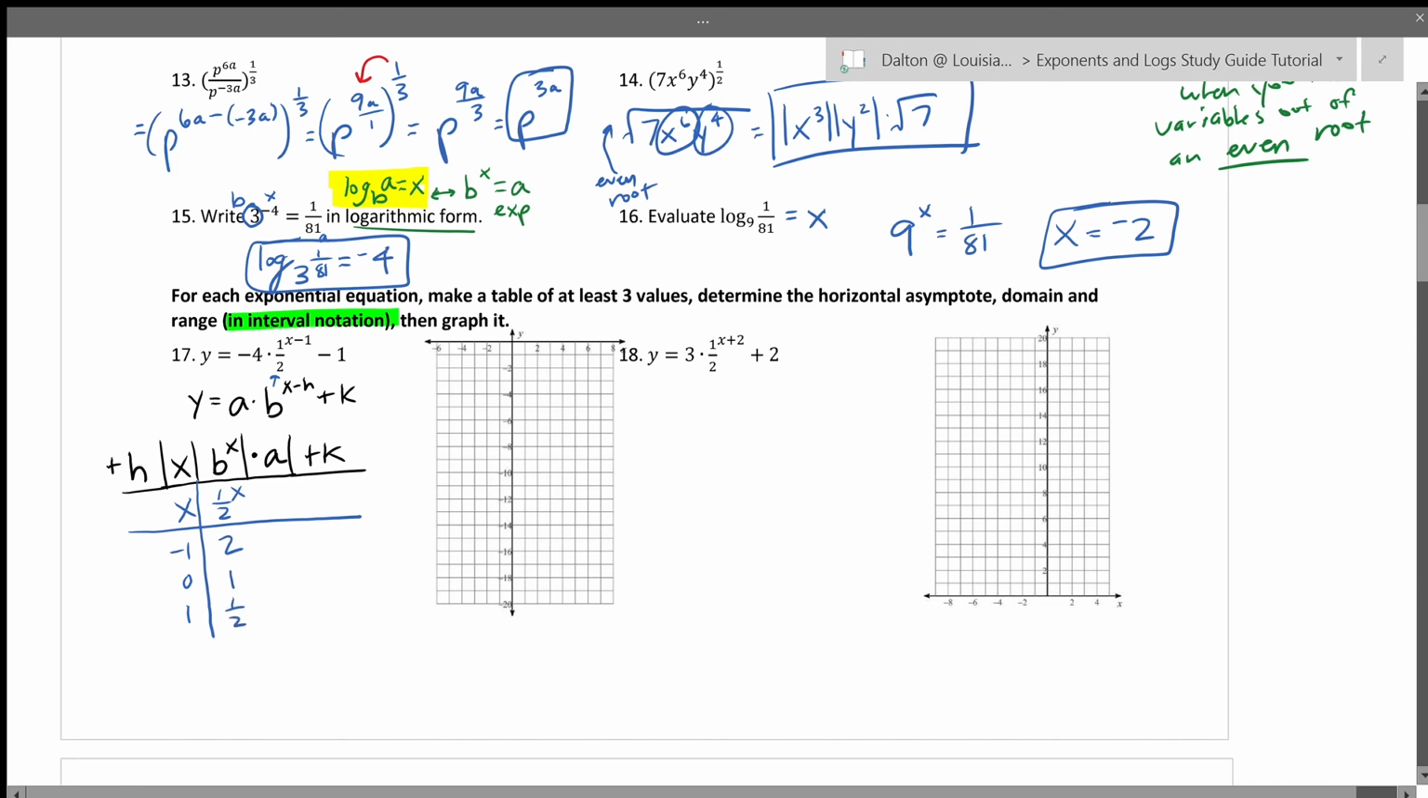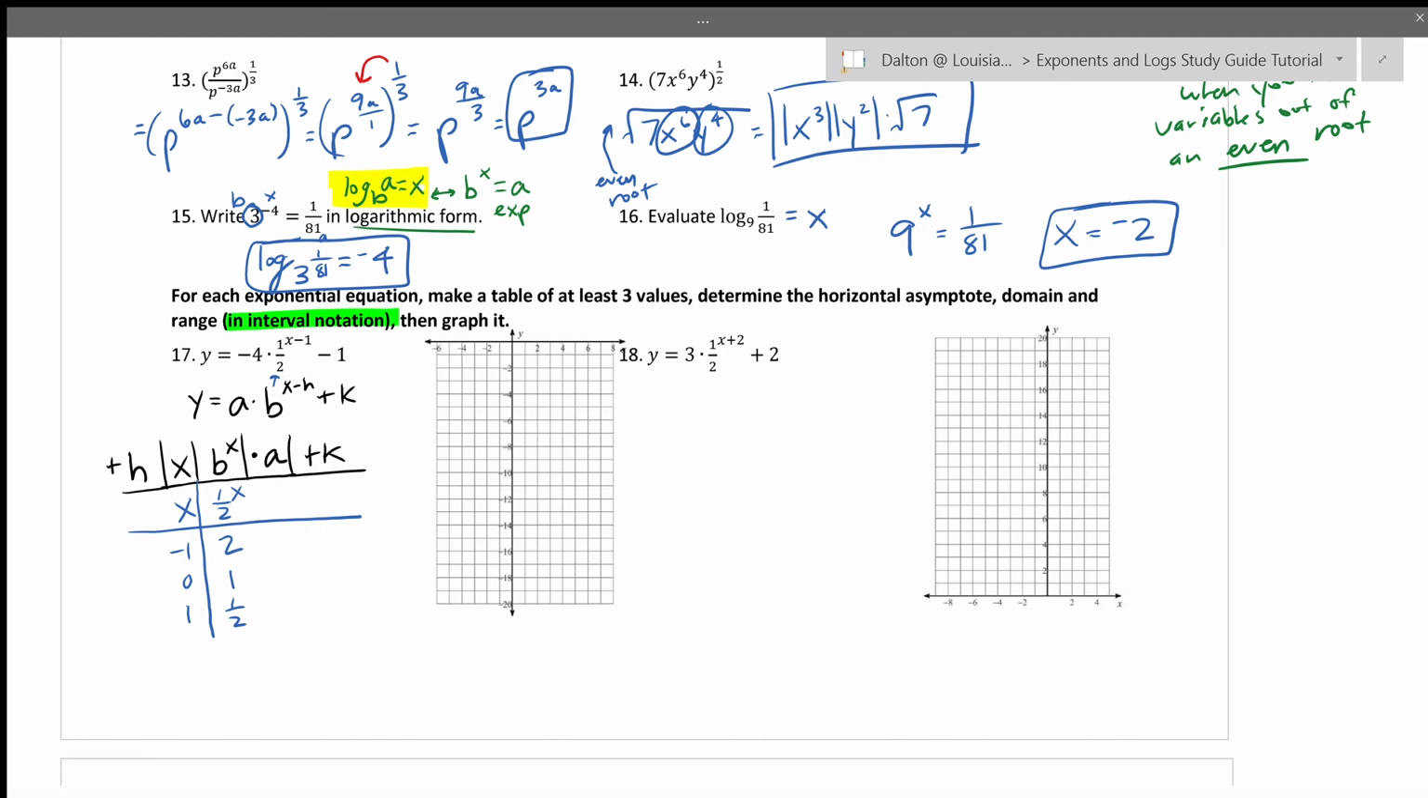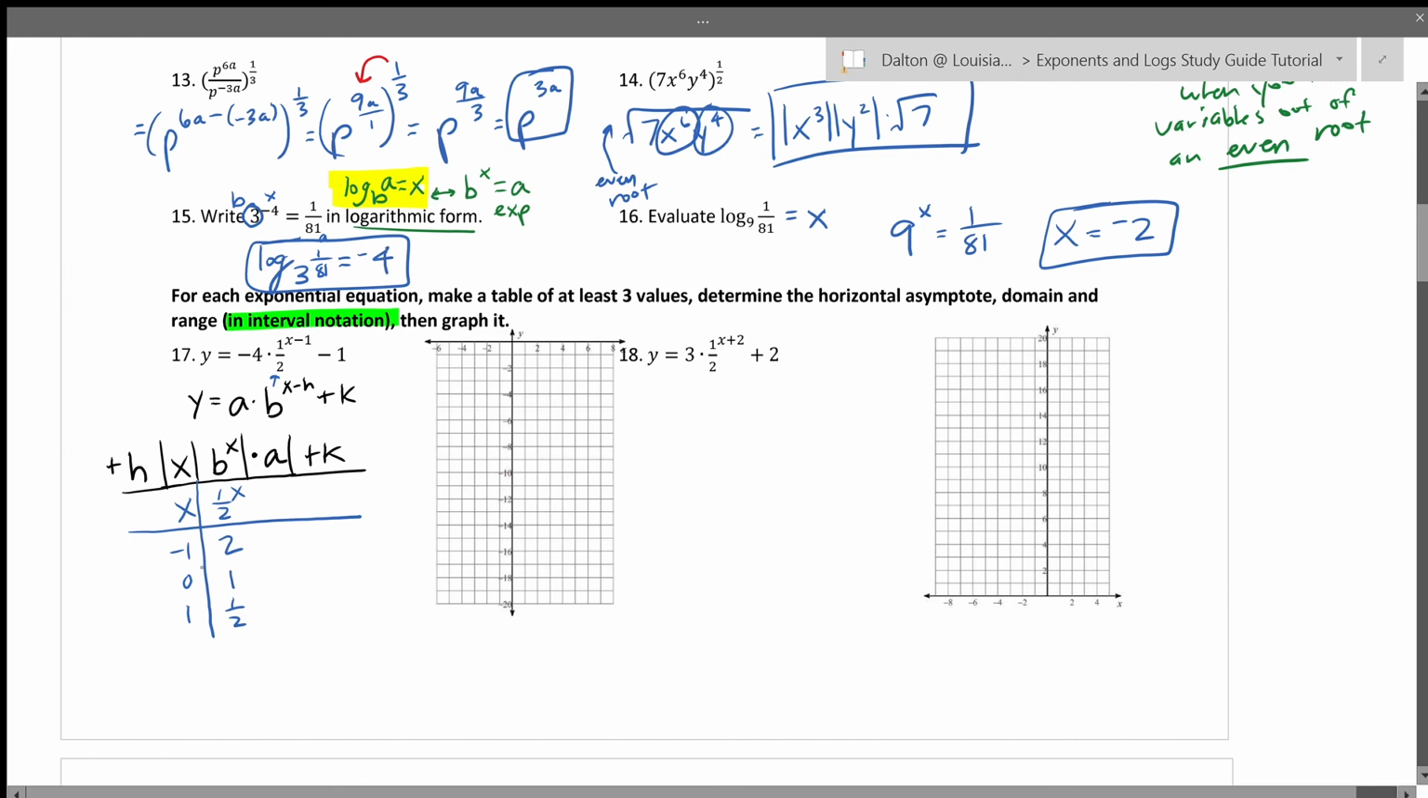So a couple of tips and tricks. Every single time that you start off this table, if you choose -1, 0, and 1, your middle coordinates will always be 0 and 1, because anything to the 0 power is always 1. Additionally, the other two numbers will be reciprocals of each other every single time.